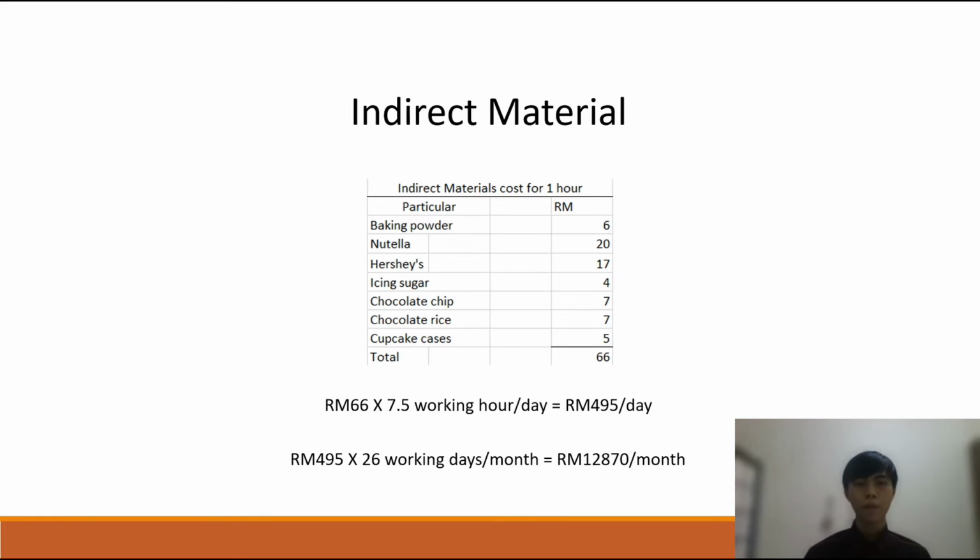Now we move to indirect material. As you can see, the indirect material total cost for 1 hour of production is 66 ringgit. To find the indirect material cost for a day, we multiply 66 ringgit by 7.5 hours, which equals 495 ringgit per day. To find the total cost for a month, we multiply 495 ringgit by 26 days. We get 12,870 ringgit per month for indirect material.